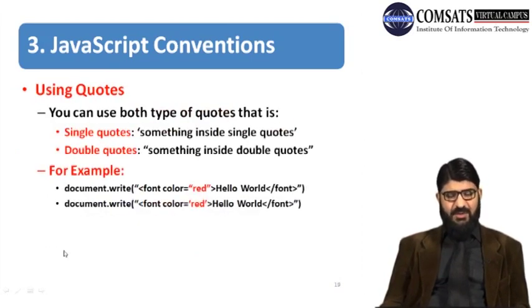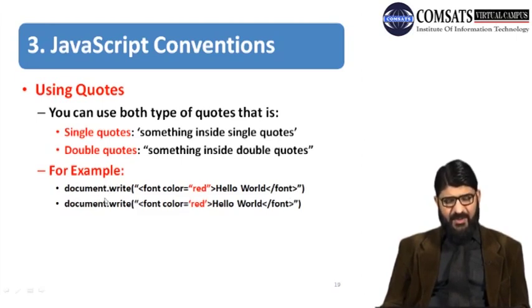Now using quotes, you can use both types of quotes. There are two types: number one, single quote, and number two, double quotes. For single quote, something inside the single quote is mentioned, and similarly for double quote, something inside the double quote can be mentioned. So either use the single quote or the double quote. You can use both quotes. Now let's see an example.